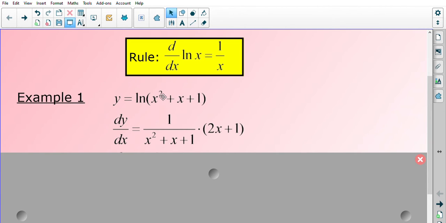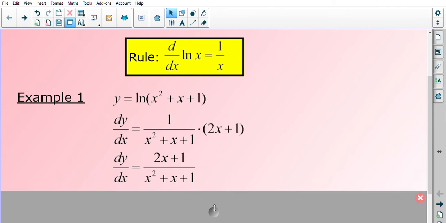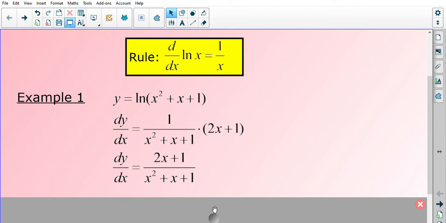If I differentiate this bracket, I get 2x plus 1. So I'm multiplying by 2x plus 1 on top of this fraction. My final answer for differentiating log of x squared plus x plus 1 is dy by dx equals 2x plus 1 over x squared plus x plus 1. That's an example to illustrate how this formula works. We go 1 over what's in our bracket, and then remember to multiply by the differential of what was originally in our bracket as well.